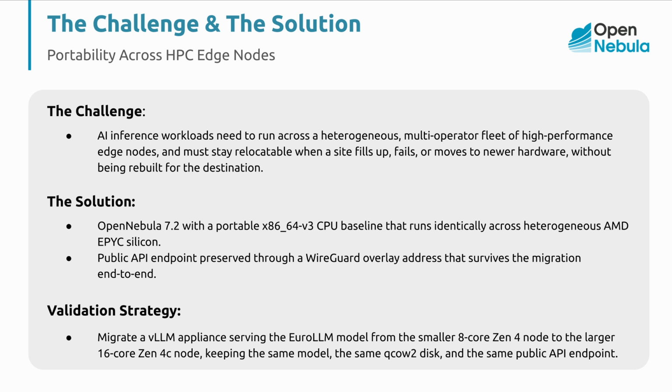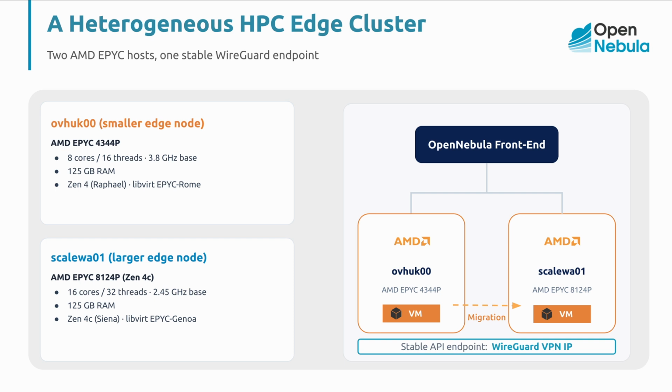We demonstrate the effectiveness of this architecture by migrating a vLLM appliance serving the EuroLLM model orchestrated by a single OpenNebula frontend. The cluster consists of two nodes that are deliberately mismatched. OVH-UK00 is the edge class node, an AMD EPYC 4344P with 8 cores and 16 threads at 3.8 GHz on the Zen 4 generation. Scaleway O1 is the HPC class node, an AMD EPYC 8124P with 16 cores and 32 threads at 2.45 GHz on the newer high-density Zen 4C.